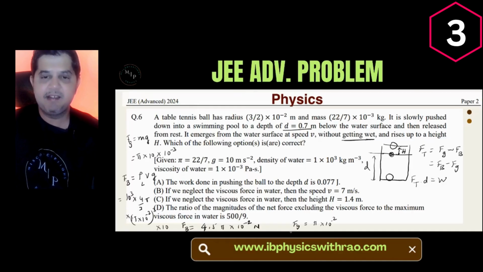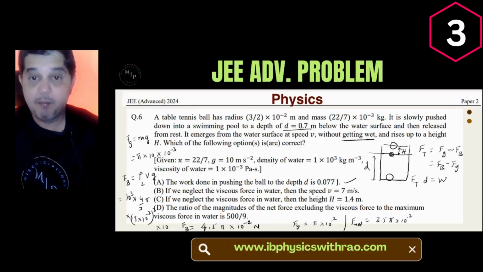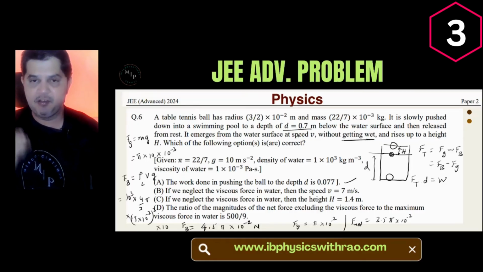It is FB minus FG, which should be equal to 3.5. So F net is equal to 3.5 pi into 10 to the power of minus 2. What's the next step? I need to answer this one here. So I need to multiply this by D. D here, depth. Depth is half meter, right? So let us look at what is the depth over here. Sorry, 0.7. There it was half meter, it was 0.7 over here. So this should be 3.5 into pi into 10 power minus 2.